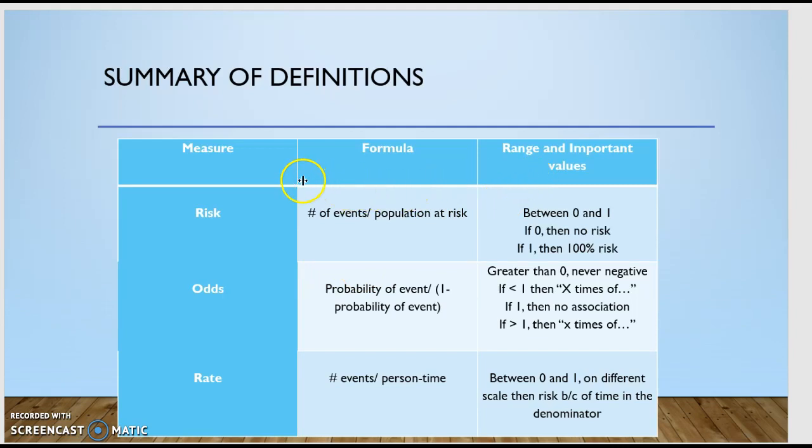So in the formula for risk ratio, we're going to be using the number of events divided by the population at risk. In the odds ratio formula, we're going to be using the probability of the event divided by 1 minus the probability of the event. And in the rate ratio, we're going to be using the number of events divided by the person-time, which we just saw previously. We will also keep in mind the range and important values when computing our data.